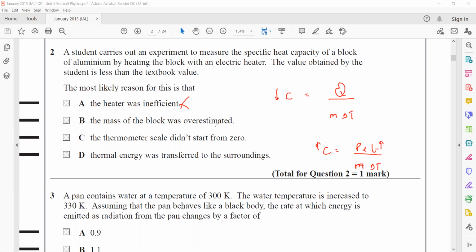The mass of the block is overestimated. That's right, because if the mass is overestimated, if the student uses a higher value of mass, he will get a smaller value of specific heat capacity. The thermometer scale not starting from zero does not have any effect on the reading. With thermal energy transferred to the surroundings, the heater will be used for a longer period of time to make a change in temperature, so it will also increase the value for specific heat capacity because this Q will be higher. But in the question, the student is getting a smaller value. This means he overestimated the mass of the block.